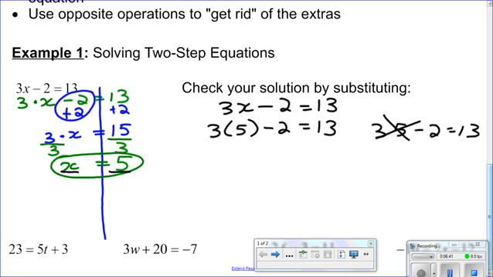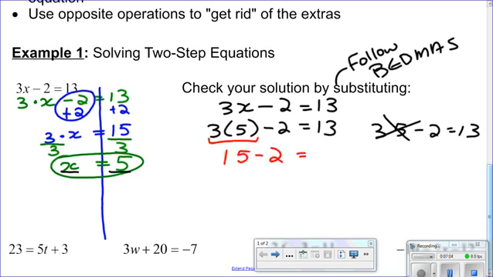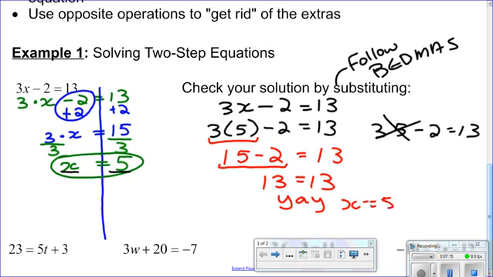So now when we are checking, we follow BEDMAS forwards. I know it's a bit confusing, but when we're checking a solution, we work forwards. When we're isolating a variable, we work backwards. So we're going to follow BEDMAS. We have some multiplying, so we are going to multiply first. 15 minus 2 equals 13. And now I can subtract. 15 take away 2. 13 equals 13. Yay! x equals 5 is our solution. Oh, that was bad.